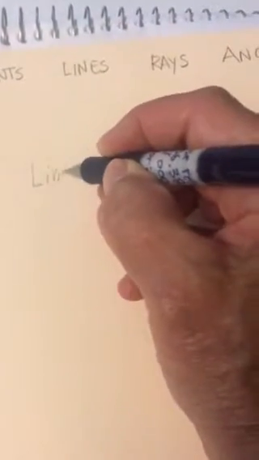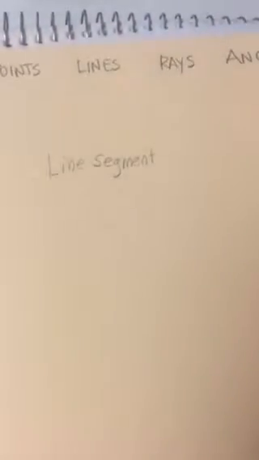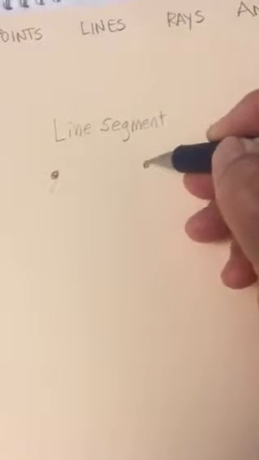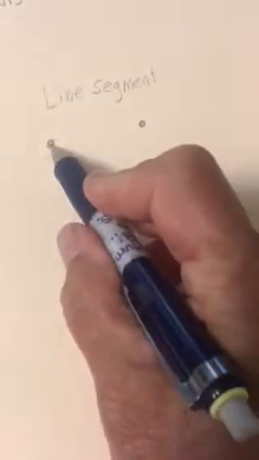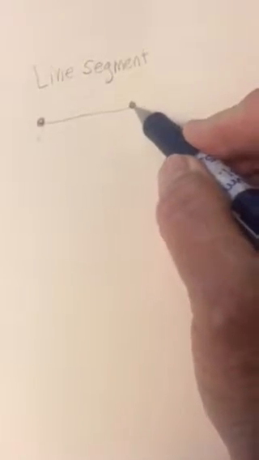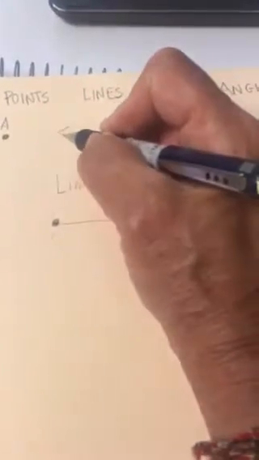And a line segment, a segment is a piece of something. A line segment has two endpoints. Endpoints. So let's put a point here and a point here. And when we take our ruler and connect it, we get a straight line between 2 points, and that's a line segment. Believe it or not, that's important to know. Line segment.